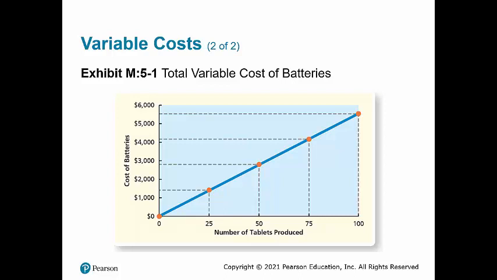The slope of the variable cost line is the change in battery cost on the vertical axis divided by the change in the number of tablets produced on the horizontal axis. The slope of the graph equals the variable cost per unit. In this case, the slope of the variable cost line is $55 per tablet. So the graph shows that the total variable cost of batteries varies directly with the number of tablets produced. But again, note that the per tablet cost remains constant at $55.